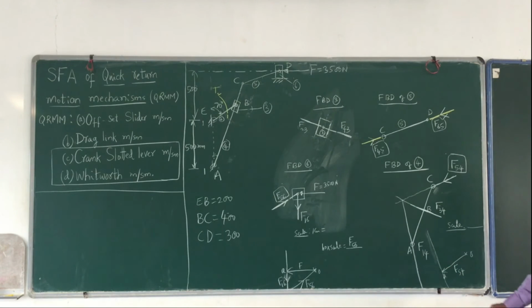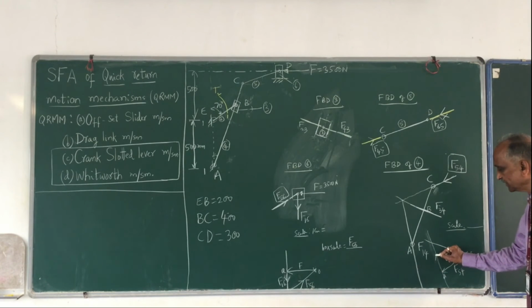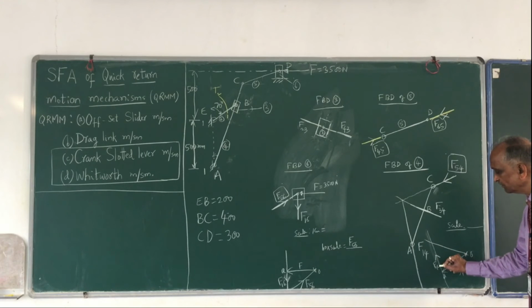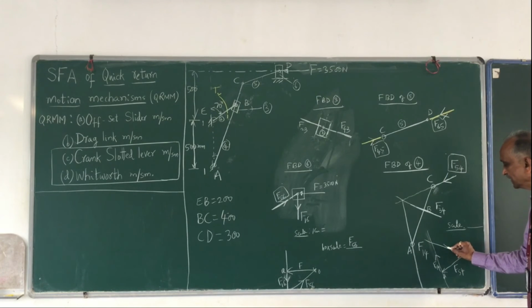I don't know the tip of the second force, but I know where the third force is going to end. The third force is going to end at my starting point. Starting from here, draw a line parallel to this. So this is your starting point. This is your F54. This is your next force, which is F14. And this is your next force, equal to F34. You can call this B. This is first, this is second, this is third.